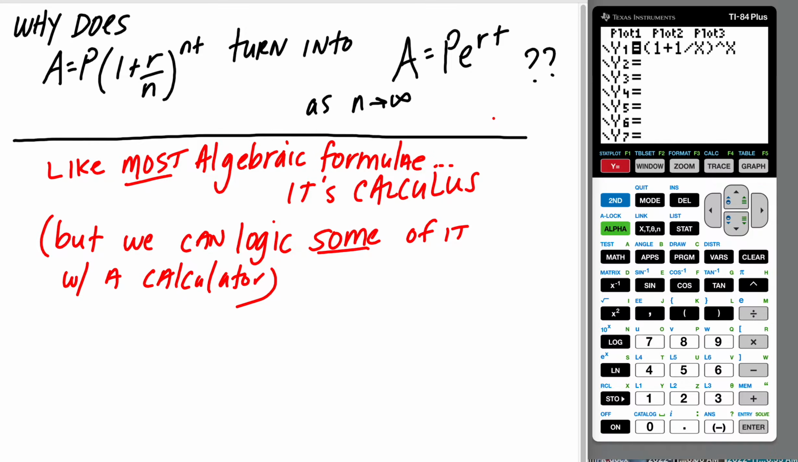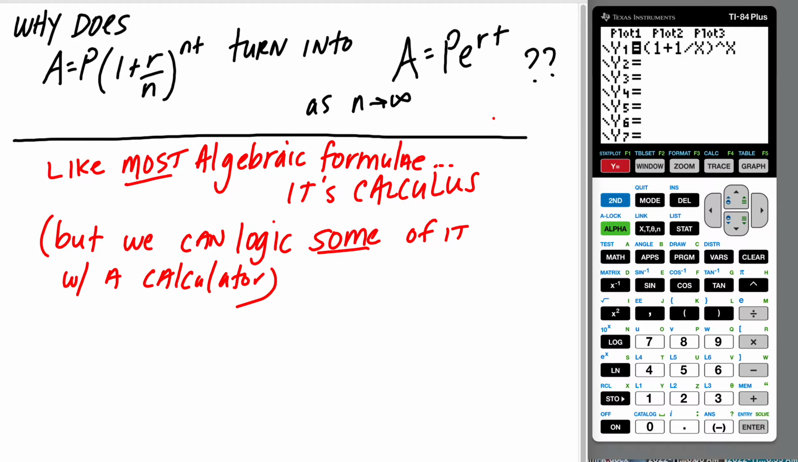All right, so a question was posed to me in the back of the main office by the copier, which was, why does A equals P times the quantity 1 plus R over N, all to the NT, turn into A equals PE to the RT as N gets really huge?